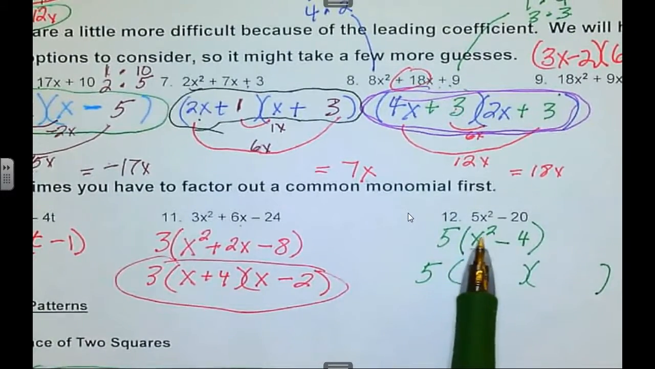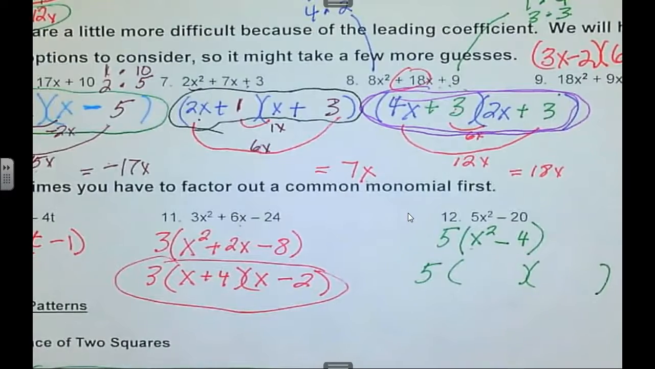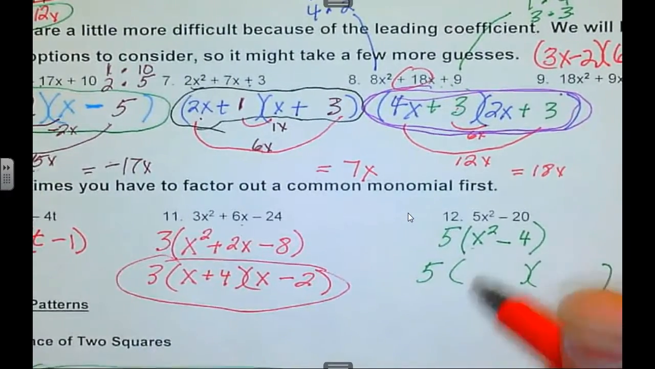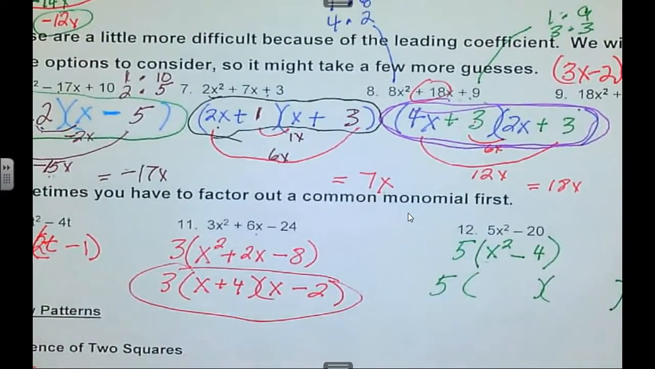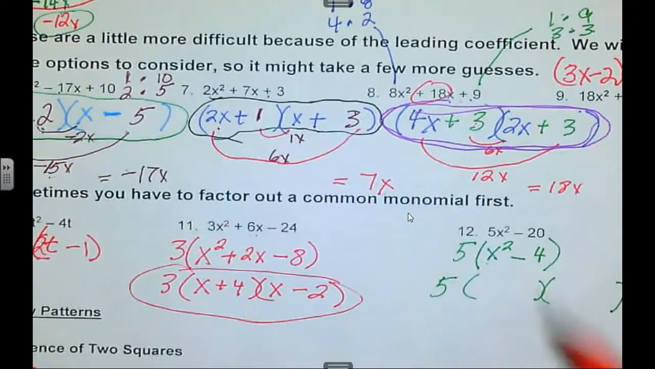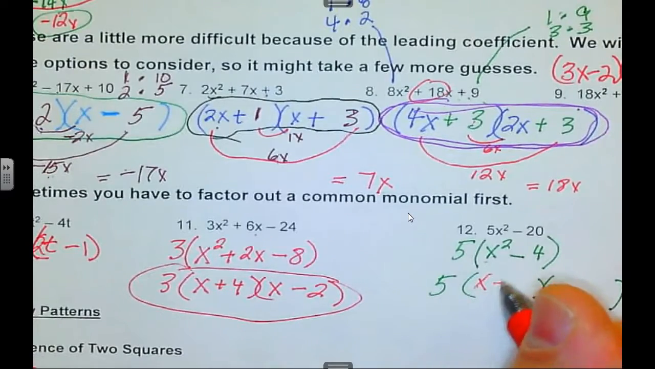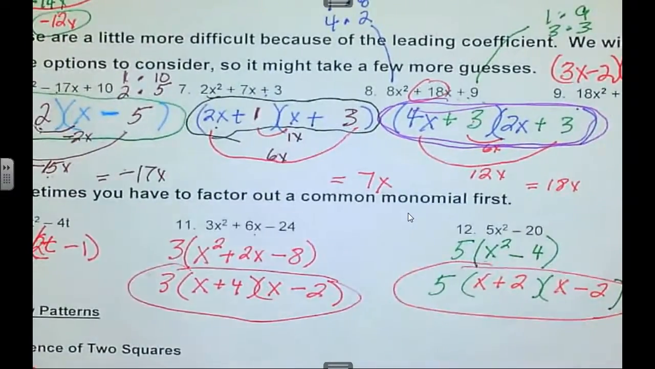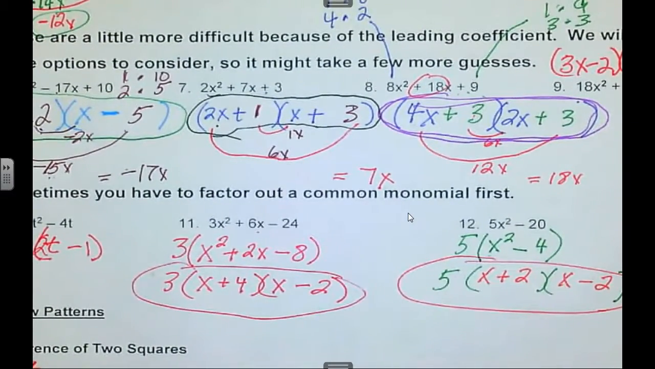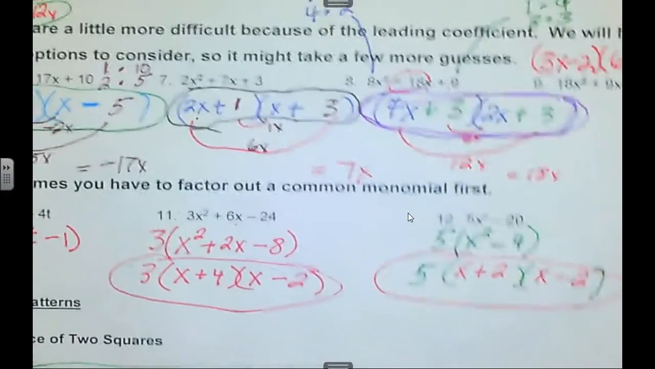Now, are these 2 squares? x squared is a square, obviously. Is 4 a perfect square? Yeah, it is. It's 2 squared, right? So I could use my shortcut formula, a difference of 2 squares: a squared minus b squared is a plus b, a minus b. And I'm done. We don't have to go through that whole process.